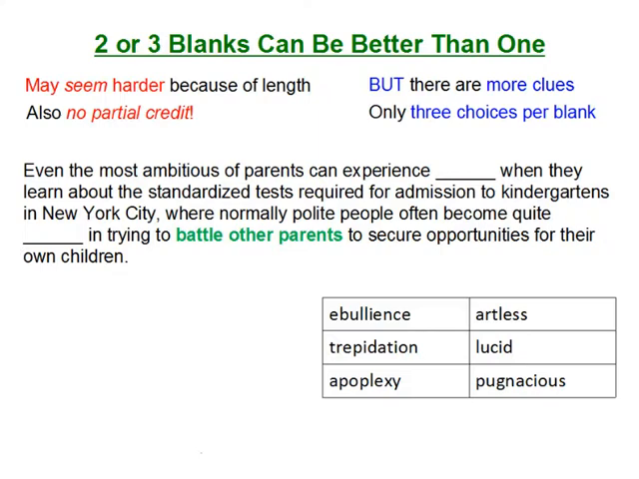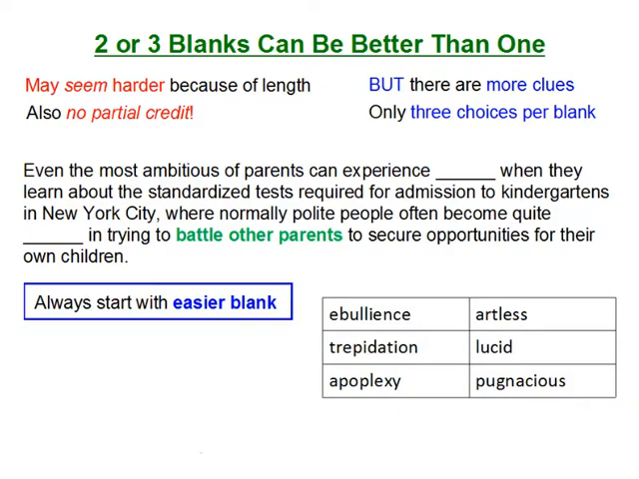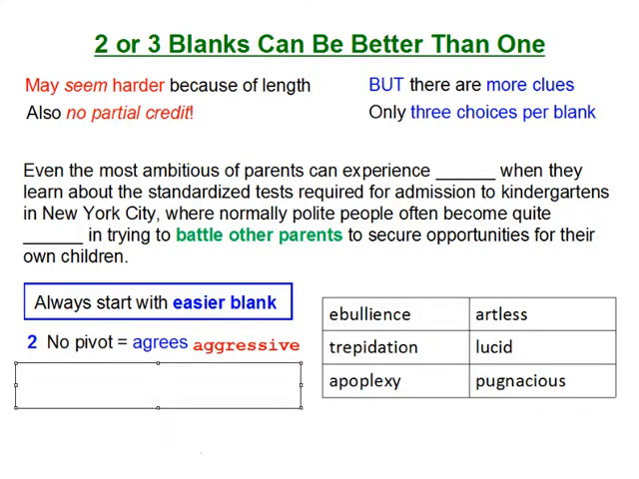So now we have a great lead as to what kind of word we can put in the blank here. Something along the lines of aggressive or mean in this way. So with number two, there's no pivot. It's got to agree with it. Something battleish. And something battleish most clearly would be, I think, aggressive. And then we can move on to the other blank.